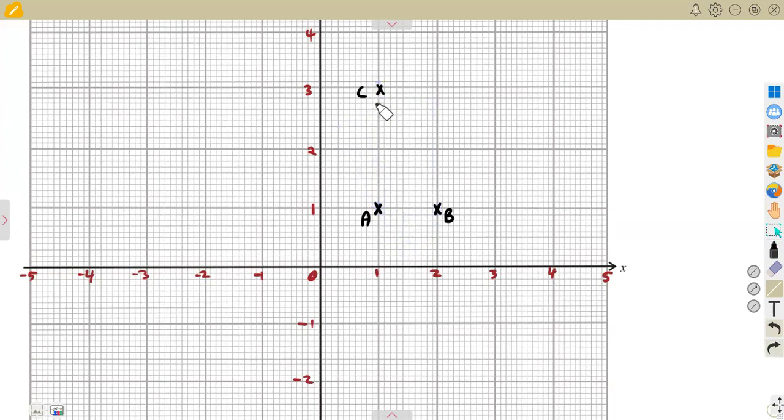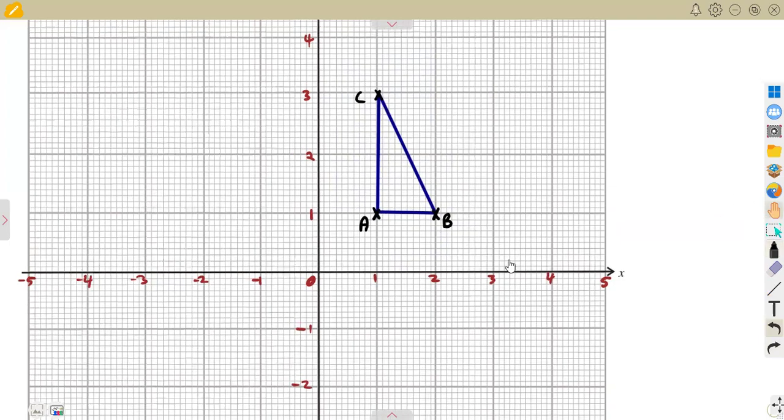So this is what you are going to have. You just have to join properly, guys, with your ruler. We have got a triangle ABC.